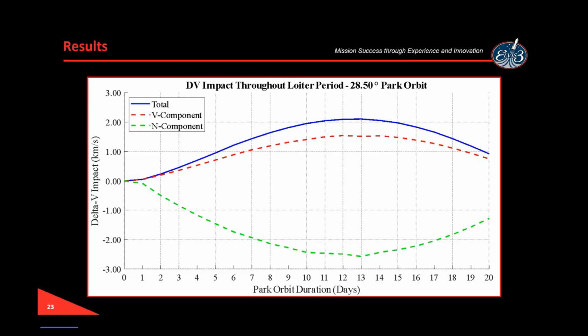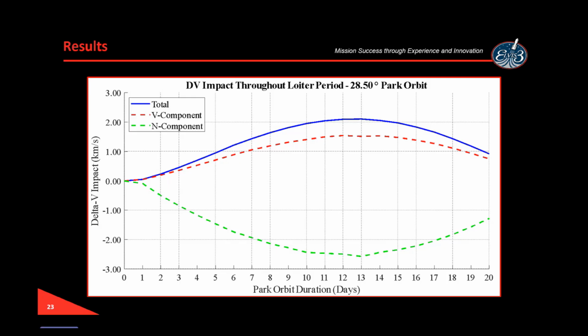If we start on the far left of this plot with a park orbit duration of 0 days, our delta V impact is 0. And that makes sense because that trajectory resembles a traditional mission, no extra loitering. Then as we loiter for more and more time, we increase up to a peak of just above 2 kilometers per second of impact at a 13-day duration park orbit. And then after that point, we start to decrease again.